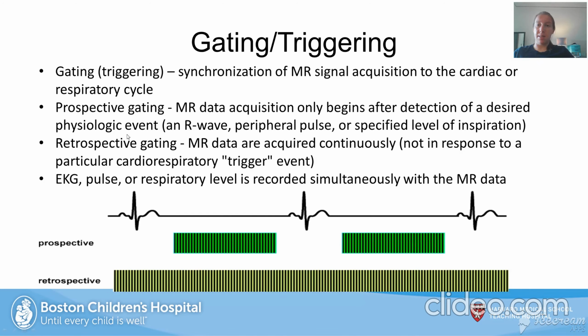The first thing is gating and triggering. Gating is basically the synchronization of MR signal acquisition to the cardiac or respiratory cycle. You have prospective gating, where the MR data acquisition only begins after detection of a desired physiological event. So if you're measuring the heart, you'll get a pulse here, and then start acquiring images, wait for the next pulse, then start acquiring images. That's prospective gating. Then there's retrospective gating, where the MR data is acquired continuously. So you're not really waiting for these pulses anymore, you're just acquiring data.